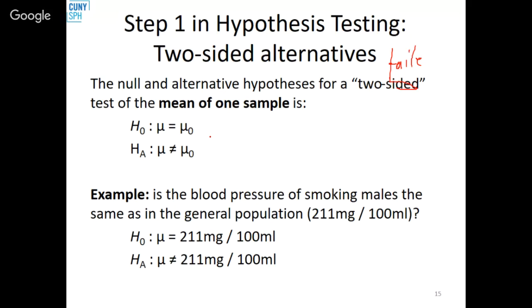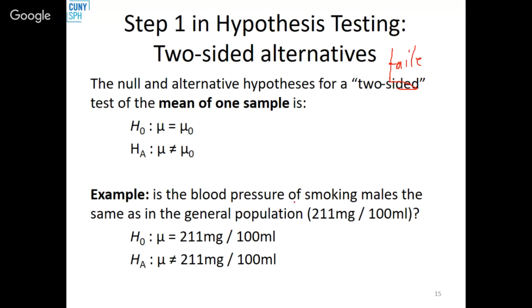I remember being kind of confused about this when I first learned about this. Like, how can this be a hypothesis that they're exactly equal? Like, nothing's ever exactly equal. Does this make sense? They're exactly equal because they're the same population.